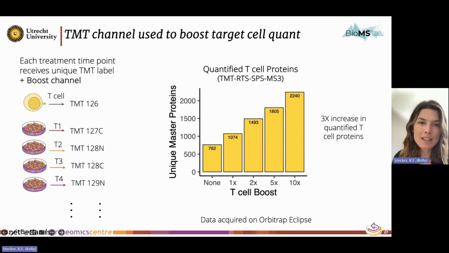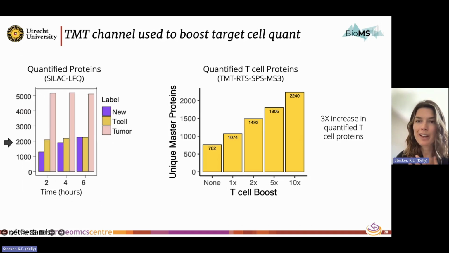And what you can see here is how beneficial this approach is. In this Select TMT experiment, we compared just doing the acquisition as normal with no T cell boost. For example, in this particular sample, in this 2-hour run, we quantified 762 T cell proteins. If we add the boost channel, we can increase that to over 2,000 T cell proteins quantified in our 2-hour run. So this is a 3 times increase in quantification of our target cell population.